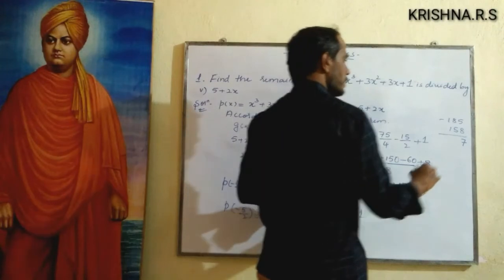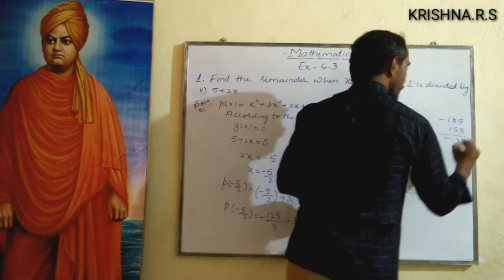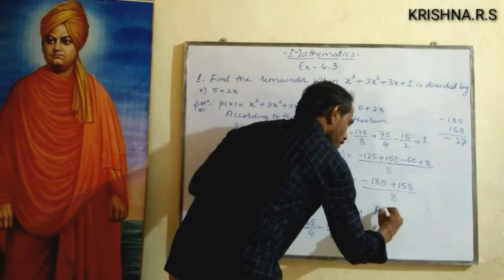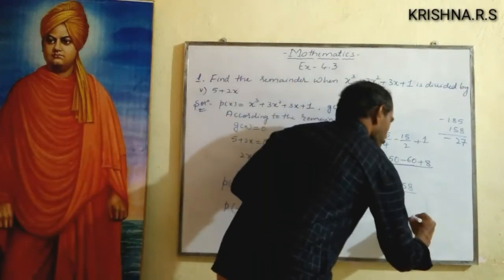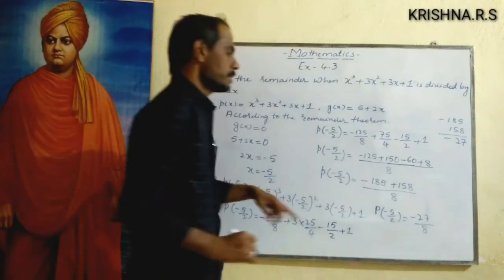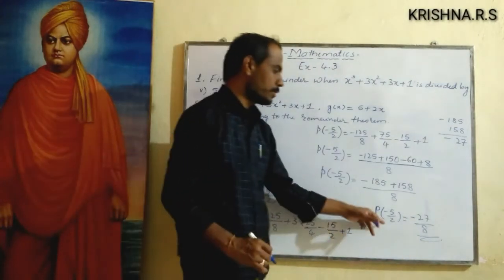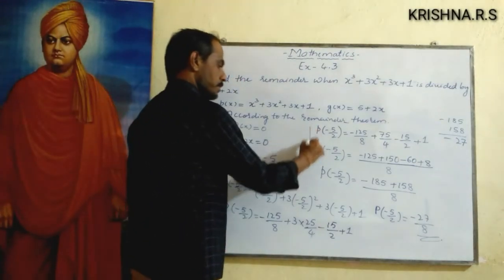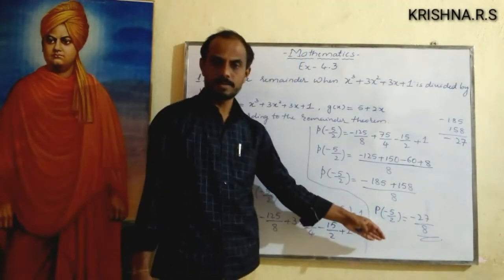7 minus 5 is how much? 2. Okay. 1 minus 1 is 0. Means minus 27. Okay. P of minus 5 by 2 is equal to what? It remains minus 27 divided by 8. That is what? R of x. This is the R of x. P of minus 5 by 2 is equal to minus 27 by 8. Okay, students, I hope you understood this one. This is only the R of x.